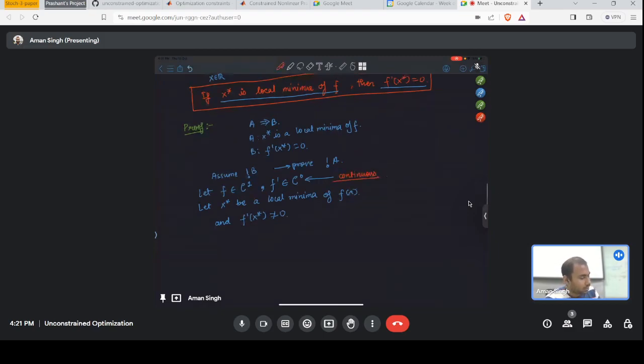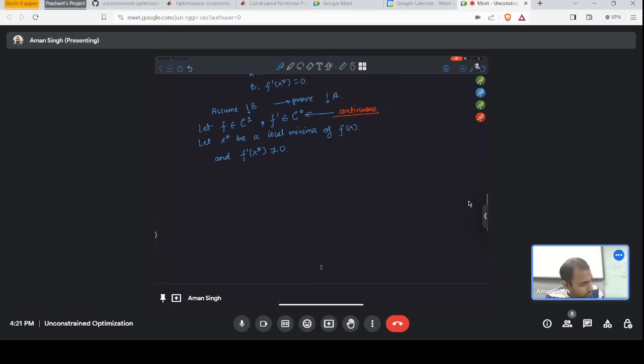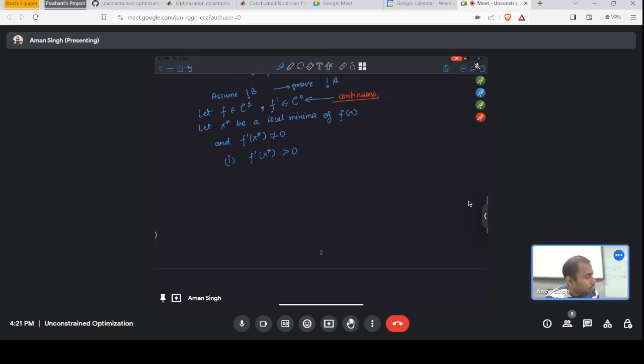So yeah, we'll use this property here. So let's say we assume this. Now, if it is not equal to 0, let's assume f dash x star is greater than 0. So let's say this is the first possibility.